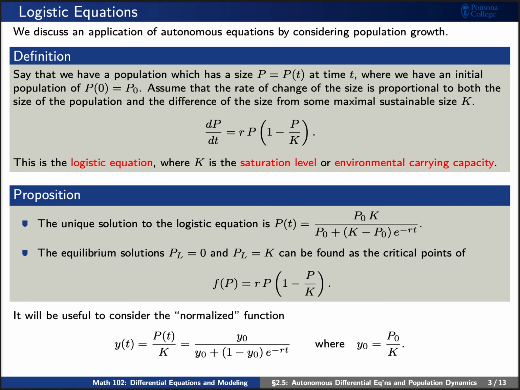Sometimes it'll be more useful to consider these so-called normalized functions. Instead of considering the absolute population size p, we may consider the ratio of the population size to its maximum carrying capacity. We'll think of y of t in this case as more like a ratio or perhaps a percentage. So intuitively, y of t really should be between 0 and 1. We're not going to focus on this too much in today's lecture, but sometimes it's more helpful to focus on this normalized function.